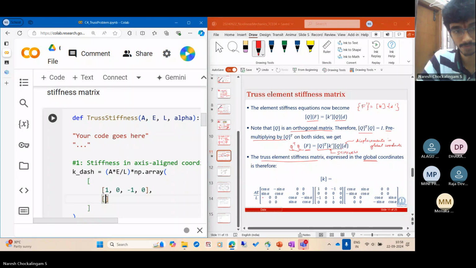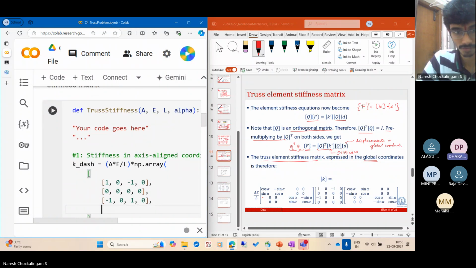Then 0, 0, 0, 0. Minus 1, 0, 1, 0. Then 0, 0, 0, 0. Then 0, 0, 0, 0.